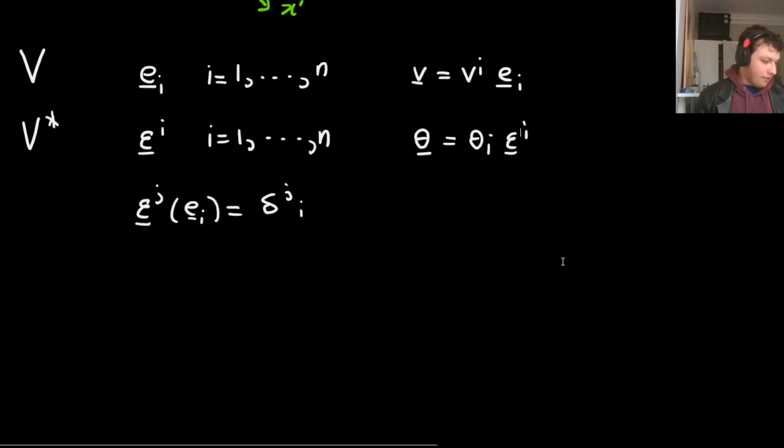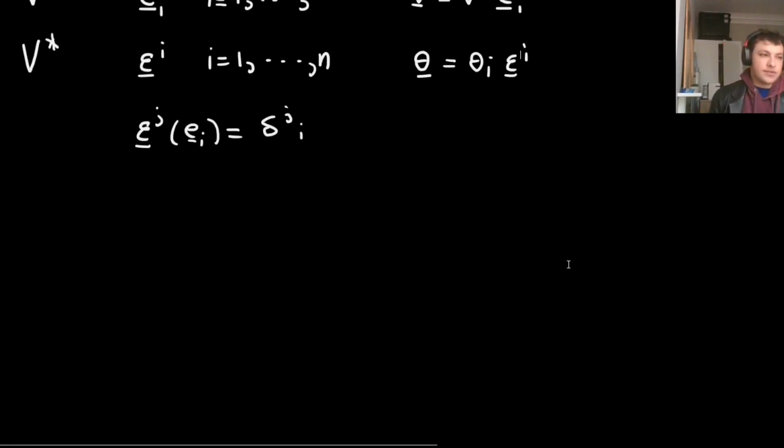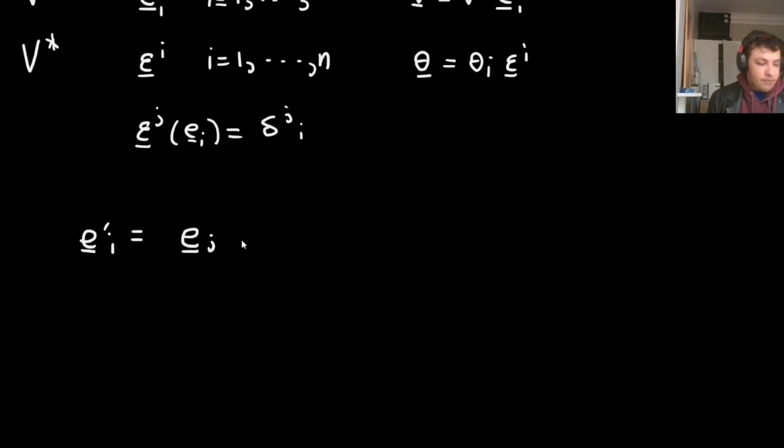So what are we going to do now? Now we're going to change our basis. Our new basis is going to be in terms of the old basis as e prime_i equals the sum over j of e_j times some number a^j_i. These just tell us what vector each new basis vector is, and you can think of these as the components of e prime_i.